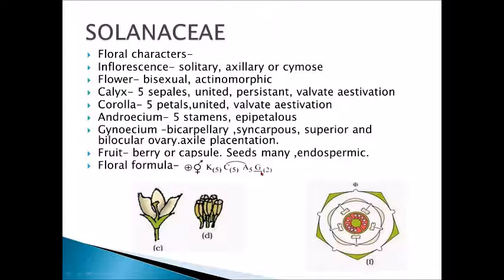C is corolla and A is androecium, that is stamens. The stamens are attached onto the petals, that is epipetalous. Gynoecium, it is bicarpellary. That means here G for gynoecium, number 2 for bicarpellary. 2 carpels are there.